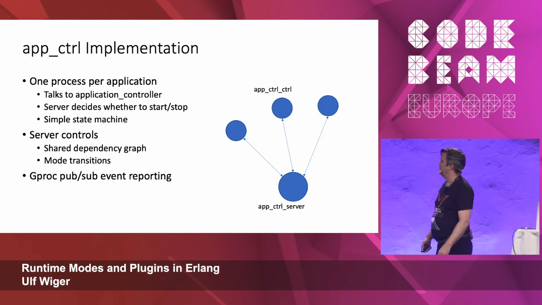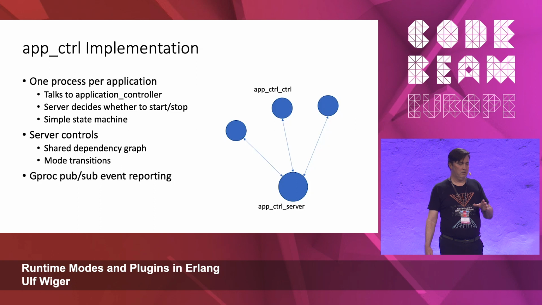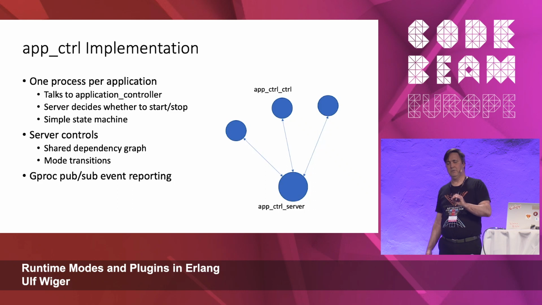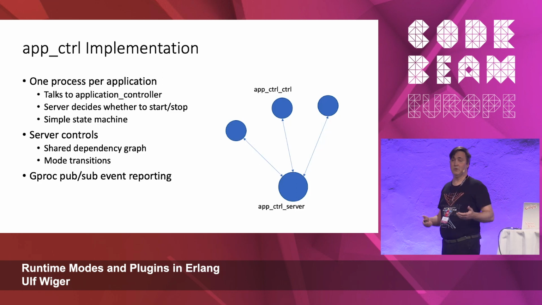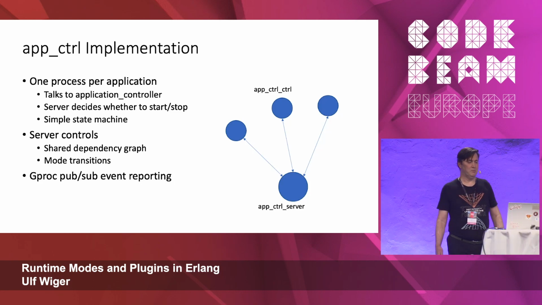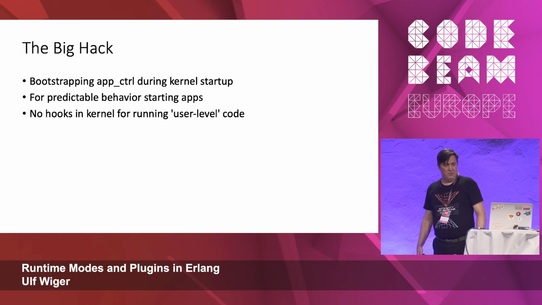One thing that I can note is I also added gproc pub/sub event reporting. I don't know if this is actually a real-life problem, but with the introduction of Logger, you can configure Logger to not send SASL reports. So if you have an application that depends on the application started info reports, they may not actually get delivered with Logger, depending on what the configuration is. So I thought, well, hey, let's put in a pub/sub API, and we don't have to worry about that. Okay, there is a big hack.